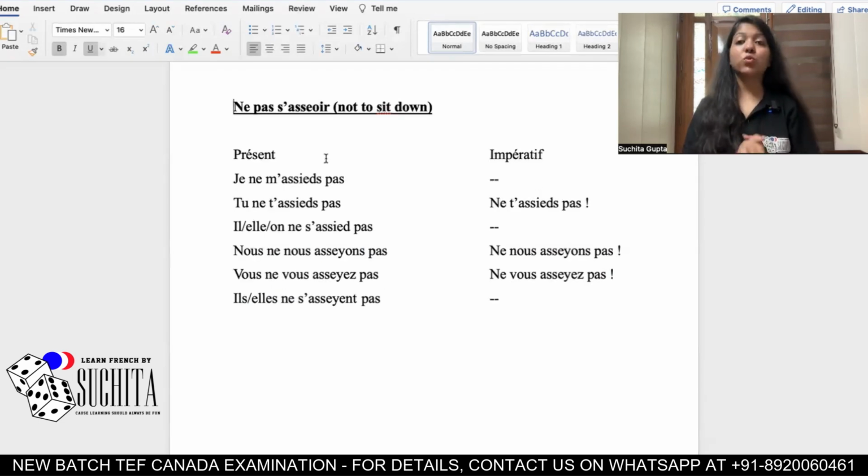Let's take up the last verb, and the verb is s'asseoir, but this time I'm conjugating that in negative. Ne pas s'asseoir, which means not to sit down. Now in the present tense, je ne m'assois pas, tu ne t'assois pas, il, elle, on ne s'assoit pas, nous ne nous asseyons pas, vous ne vous asseyez pas, ils, elles ne s'assoient pas. The conjugation is just like the positive ones. It's just that here I have added ne and pas. Now, while changing from present tense to imperative, with je, il, elle, on, and ils, elles, of course, the imperative forms do not exist. So I have just put a dash over there.